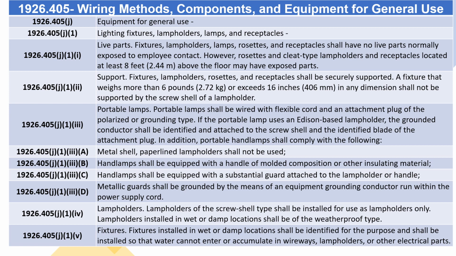1926.405(j)(1)(iv), lamp holders. Lamp holders of the screw shell type shall be installed for use as lamp holders only. Lamp holders installed in wet or damp locations shall be of the weatherproof type. 1926.405(j)(1)(v), fixtures. Fixtures installed in wet or damp locations shall be identified for the purpose and shall be installed so that water cannot enter or accumulate in wireways, lamp holders, or other electrical parts.